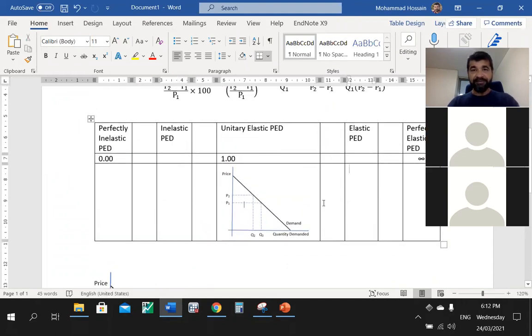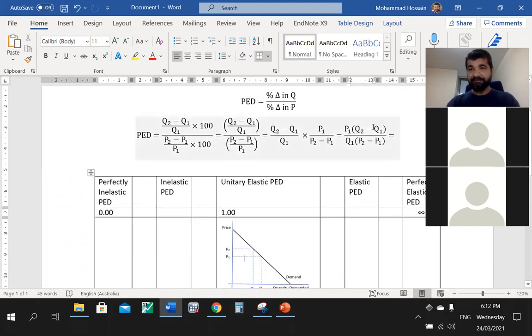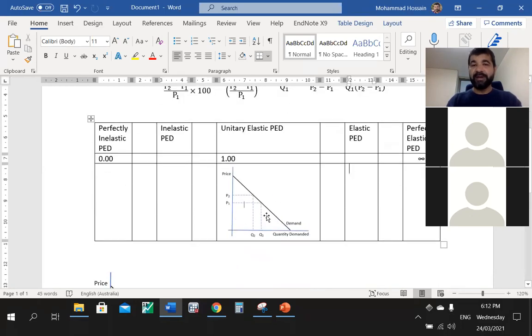So here, this is unitary because the difference between P2, P1 and Q2, Q1 is the same. That's why we can say that the answer will be 1. The percentage change will be 1. So that's why we call this one unitary.